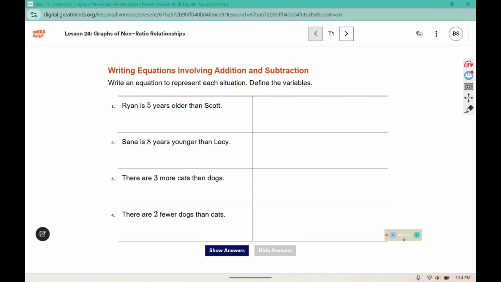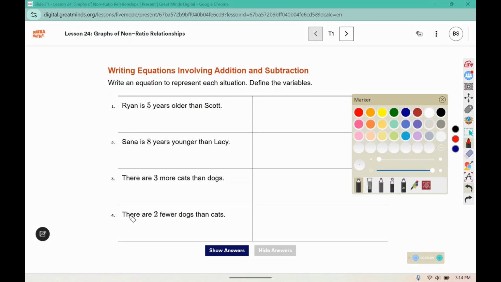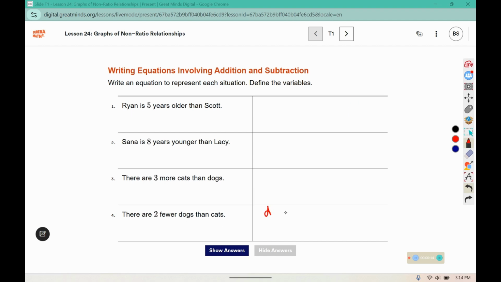Write an equation to represent each situation. Define the variables. We have, there are 2 fewer dogs than cats. So we'll let D represent dogs, and C will be the cats. So if there are 2 fewer dogs than cats, we would take the cats and subtract 2 to get the amount of dogs.